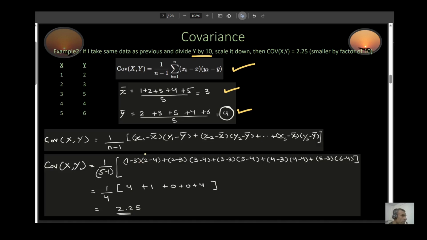So your x1 minus x bar, so this is my x1 right here, and this is my y1. So in this case, x1 minus x mean is 1 minus 3, y1 minus y mean is 2 minus 4. Then do the next thing, this is my x2 right here, and this is my y2. So x2 is 2 minus 3, and y2 minus y mean would be 3 minus 4, and you can keep going like that. And if you solve this and simplify this expression, your answer will come out to be 2.25. So your covariance is smaller by a factor of 10.